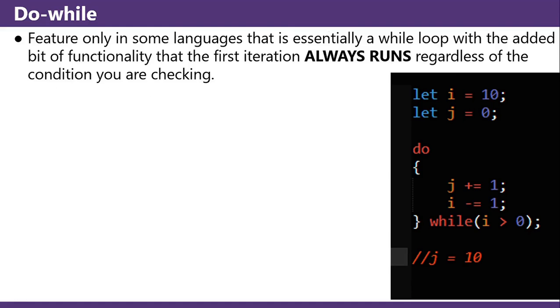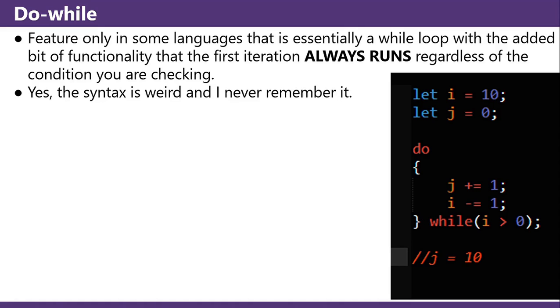Do while. Feature only in some languages that is essentially a while loop with the added bit of functionality that the first iteration always runs, regardless of the condition you are checking. So this is the same as the last example on the right here, except the first run always completes without checking if i is greater than 0. Yes, the syntax is weird and I never remember it.